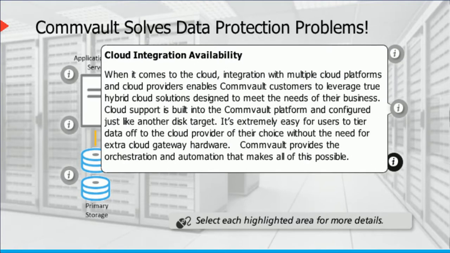When it comes to the cloud, integration with multiple cloud platforms and cloud providers enables CommVault customers to leverage true hybrid cloud solutions designed to meet the needs of their business. Cloud support is built into the CommVault platform and configured just like another disk target. It's extremely easy for users to tier data off to the cloud provider of their choice without the need for extra cloud gateway hardware. CommVault provides the orchestration and automation that makes all of this possible.